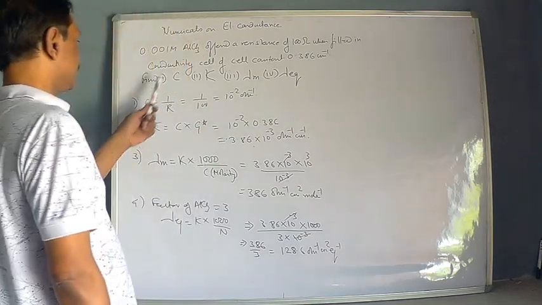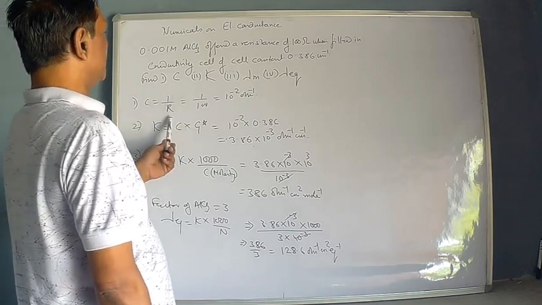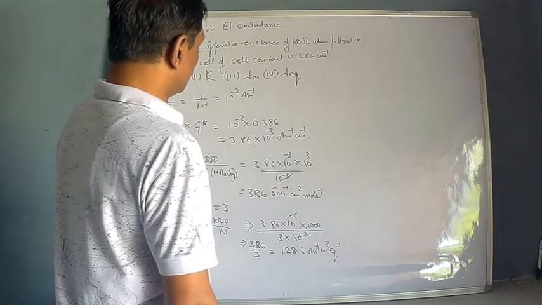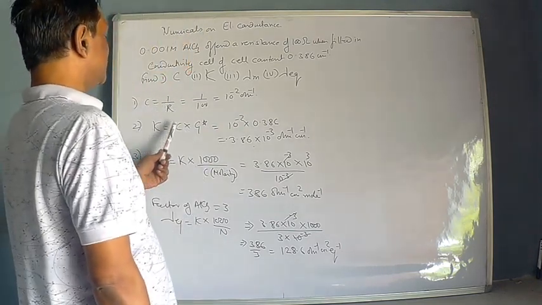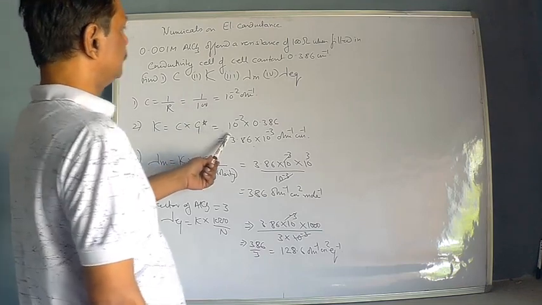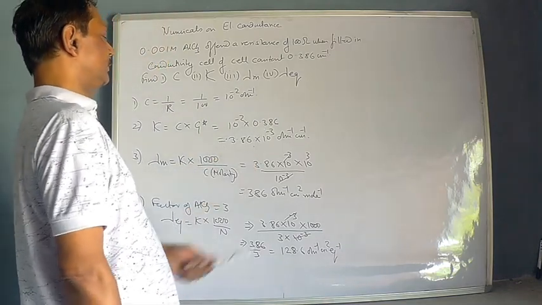So let us start with conductance. We know, class, C equals 1 by R. So 1 upon the value of R, which is 100, we'll get the value 10 to the power minus 2 ohm inverse. In the next step, specific conductance equals conductance multiplied by cell constant. Conductance we have calculated, cell constant 0.386, multiply, you get this value.